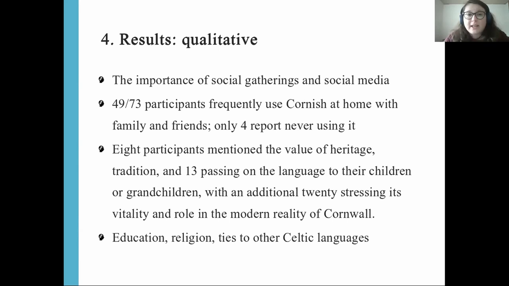And what I particularly loved was how 49 out of 73 participants reported that they frequently use Cornish at home with family and friends, and only 4 of my participants report never using Cornish. And then 8 participants mentioned the value of heritage and tradition, and then of passing on the language to their children or grandchildren.